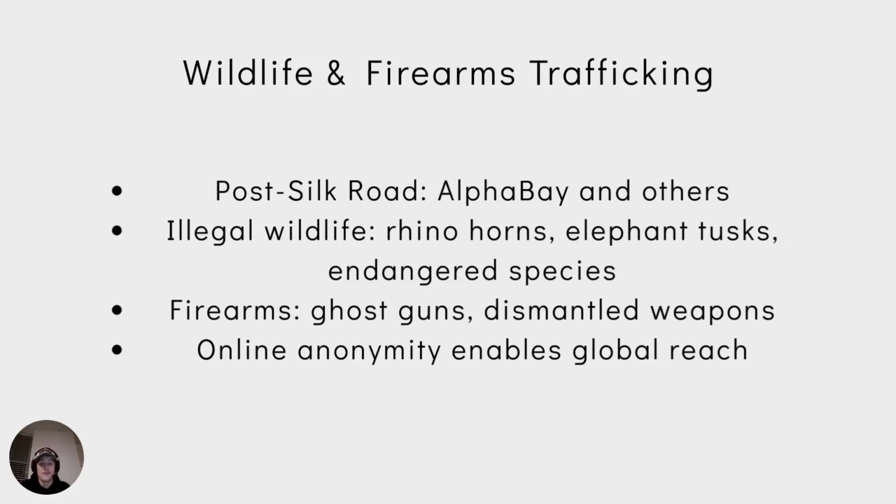So they started selling items like rhino horns and elephant tusks, which cause damage to endangered species. They tried getting into firearm trafficking, which is also something that authorities tried stopping, but again, criminals adapt. So they started these things called ghost guns, and they can't be traced back to people.